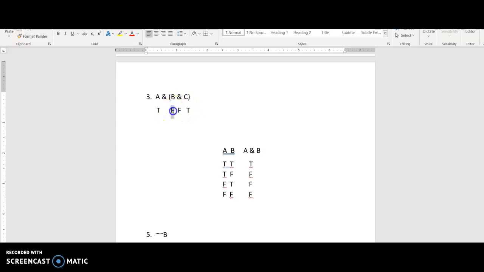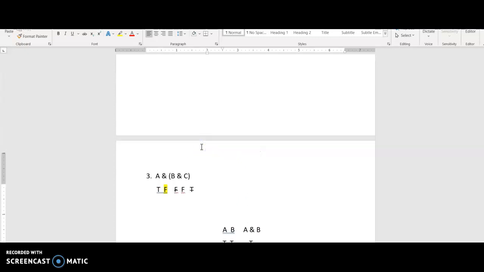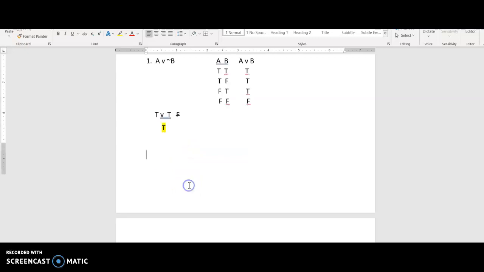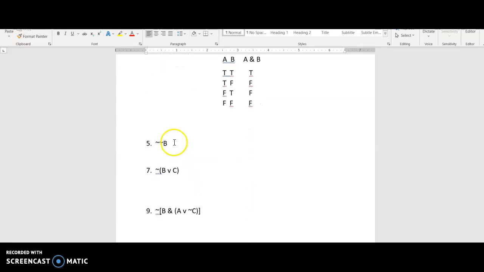Now we can get rid of these since we're done with them. We don't want to get confused. So now we do this outside. This is the main operator. That's the last operation. So the main operator connects a true sentence A and a false sentence B and C. And we know if the first conjunct is true and the second conjunct is false, the whole thing comes out as false. All right, so that's the answer for number 3. Okay, so number 1 was true. Number 3 is false.